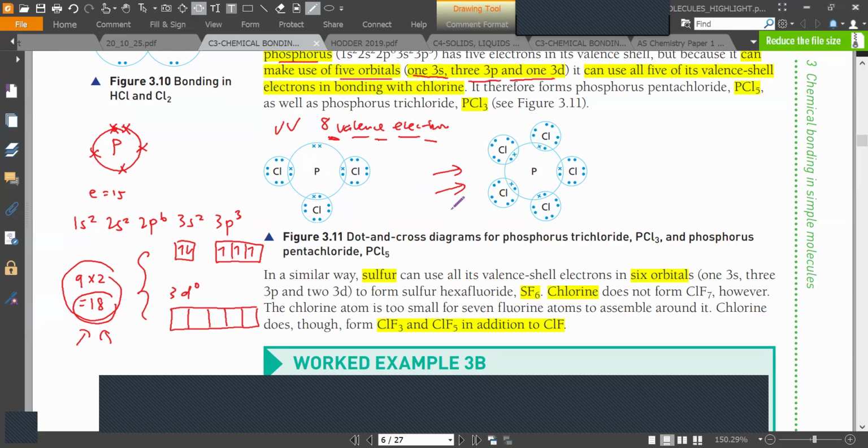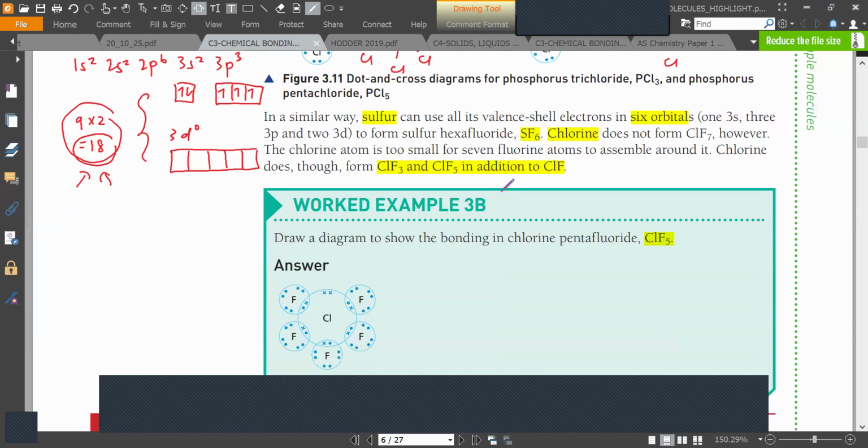What is actually happening there is that instead of forming 3 bonds, it will form 5 bonds. Instead of PCl3, now it is PCl5. So now it got 10 valence electrons: 1, 2, 3, 4, 5. No problem. This can happen for period 3 elements.